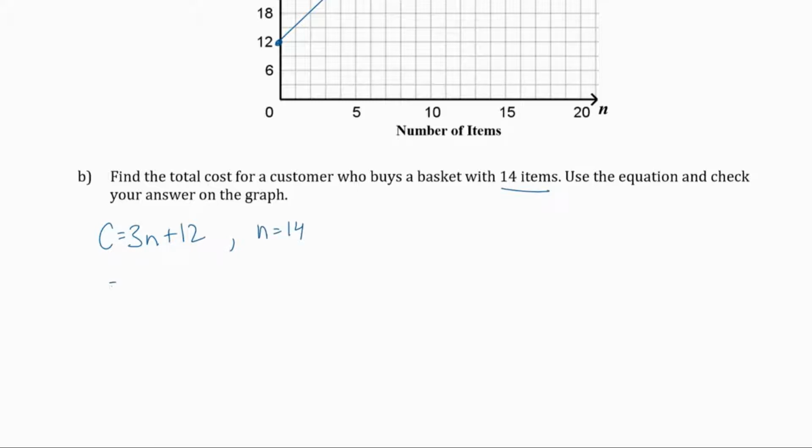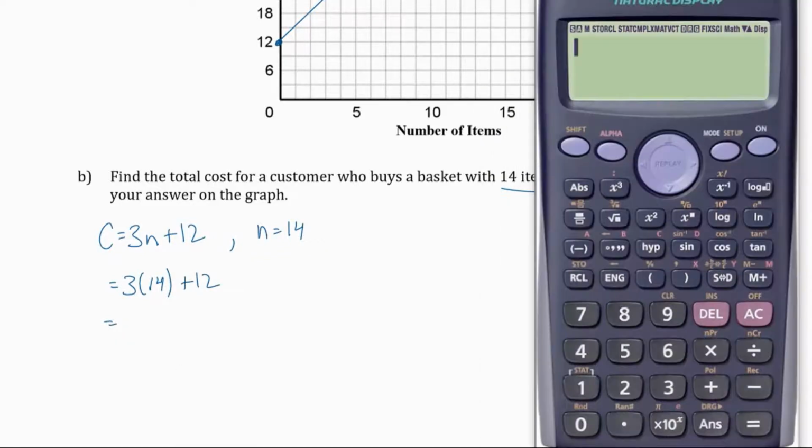So I want to find the total cost by putting 14 in for N and then solving this equation. Okay, so I'm going to use my calculator for this, and I'm going to go 3 times 14 to find that part. You could do this all at once. I've said this before. I like to do it in 2 parts because I like to see where the 42 and the 12 each come from. I like to think about how the 42 is the cost for the items, right? And the 12 was the fixed cost, in this case, for the basket. And then when I add them together, so 42 plus 12, I get my 54, which is my total.